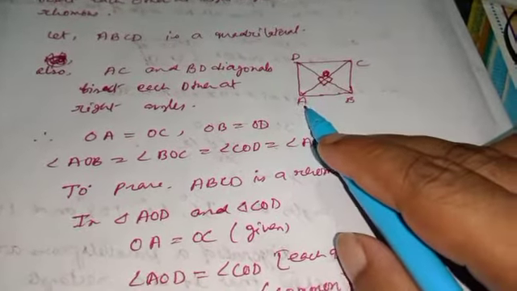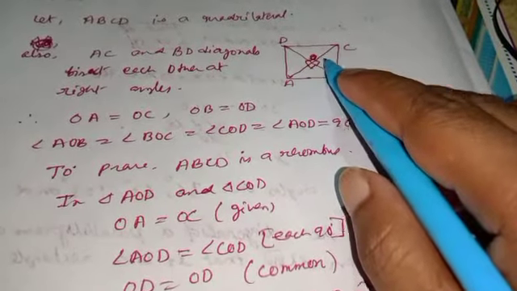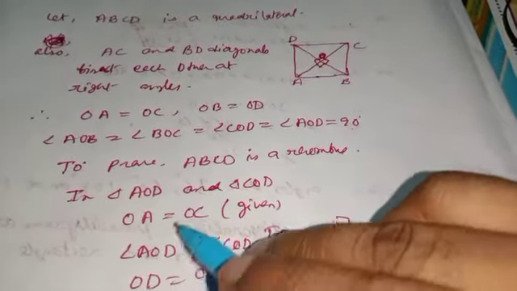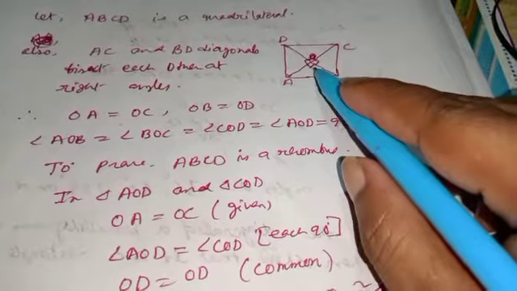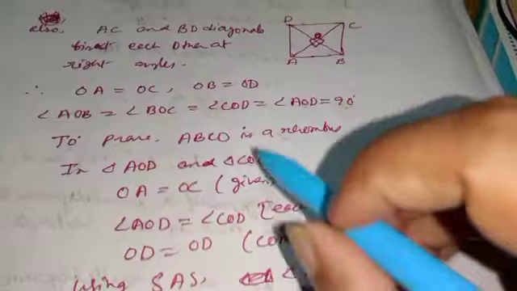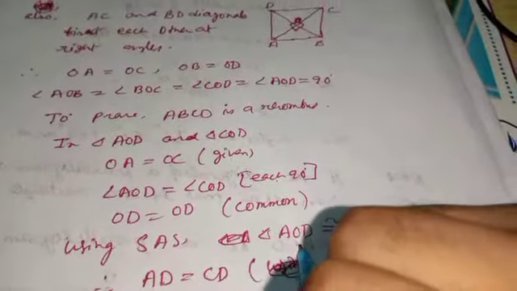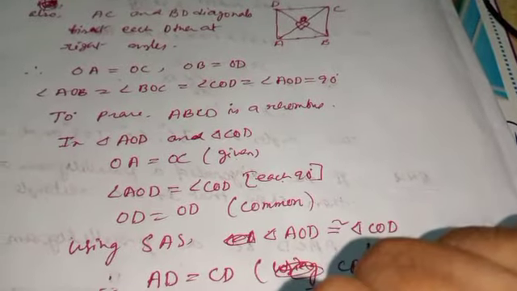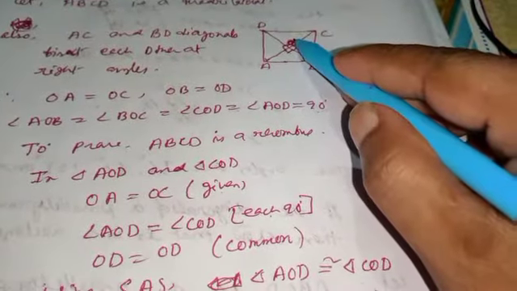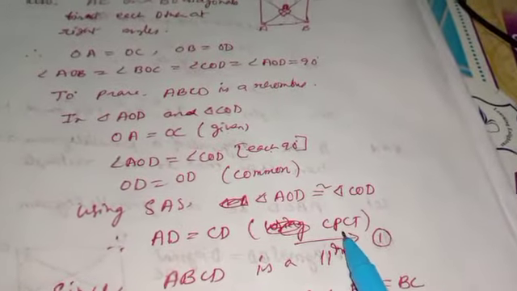In triangle AOD and triangle COD, I am taking these two triangles. We have OA is equal to OC, since diagonals bisect each other, it is given. Angle AOD is equal to angle COD, each 90 degrees, as I have shown here. And OD is common. So using SAS, we can say that triangle AOD is congruent to triangle COD. If these two triangles are congruent, then AD and CD are the corresponding sides. So according to CPCT, we can say that AD is equal to CD.